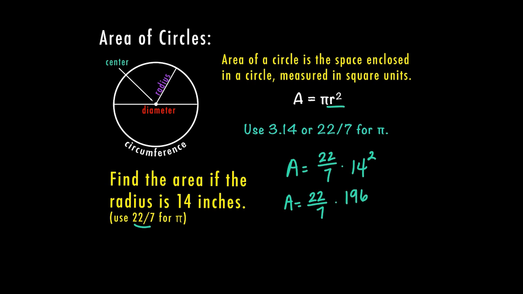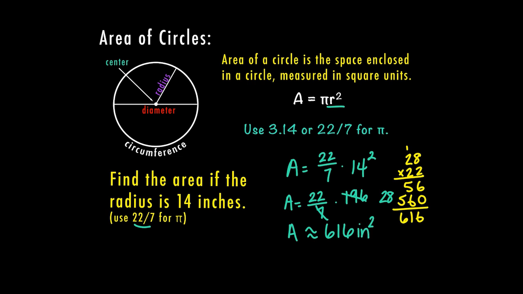So I'm going to square 14, which is 196. I'm going to divide that by 7, and 196 divided by 7 is 28. The last thing I have to do is multiply 28 times 22 in order to solve for the area. So here I can see that the area is approximately 616. This one tells me it's inches, and I have to square that. It does say square units. So this would be my final answer.